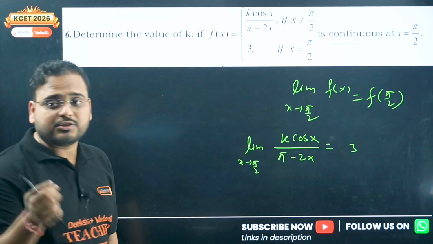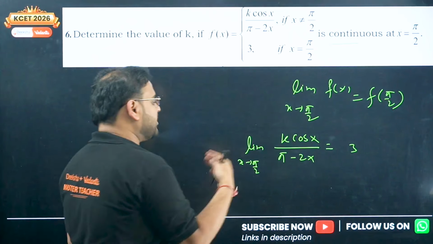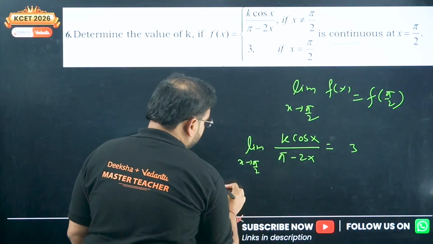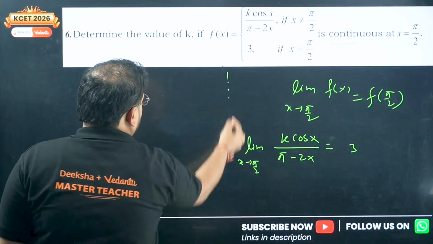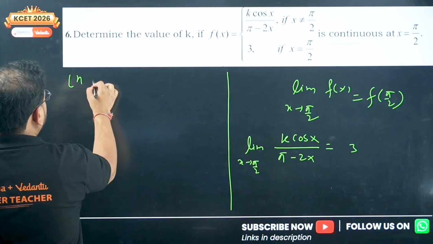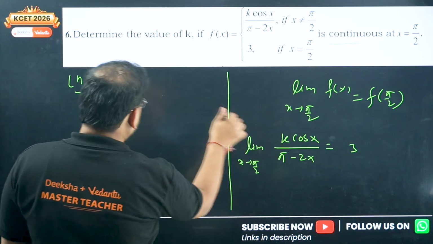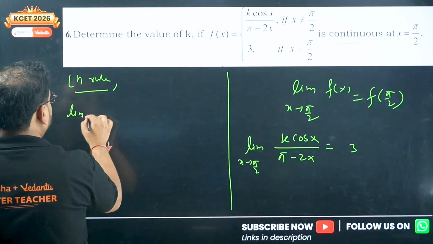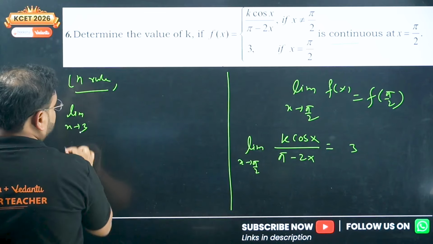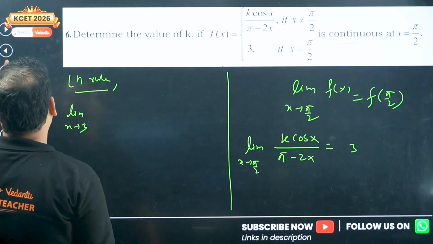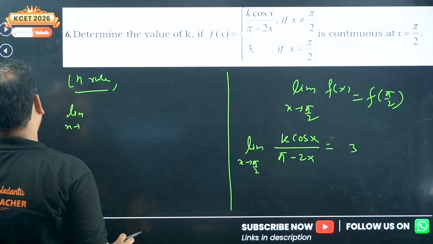I've told you guys, you have to apply L'Hospital's rule over here. This is faster and easier as well. If you apply L'Hospital's rule, take here, apply the rule, get the answer. So differentiate under the limit. Okay, sir. So limit x tends to pi by 2 only, right? X tends to pi by 2.